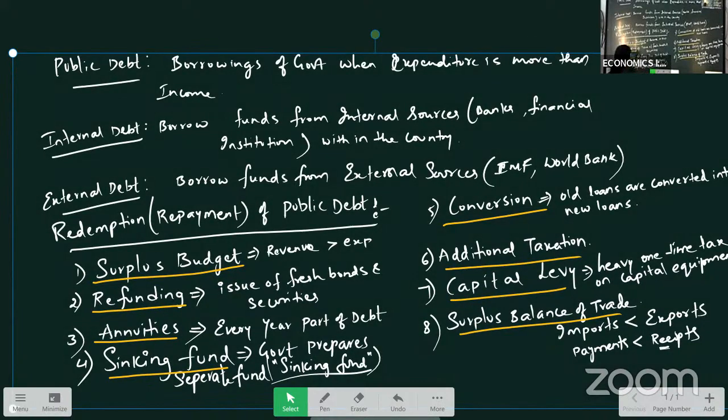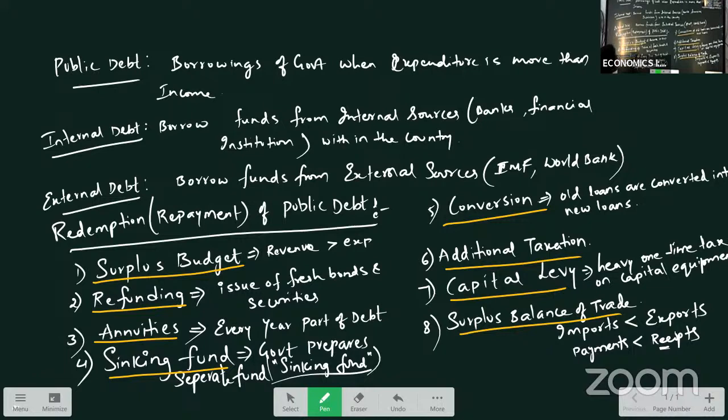So here you can see what public debt is. Public debt means borrowings of the government when expenditure is more than income. When they borrow funds from internal sources, that is within the country, we call it internal debt. And when they borrow funds from external sources outside the country, we call it external debt. So what are the redemption methods of public debt? Repayment. How will the repayment be done when they borrow the money? Surplus budget, refunding, annuities, sinking fund, conversion, additional taxation, capital levy, and surplus balance of trade.